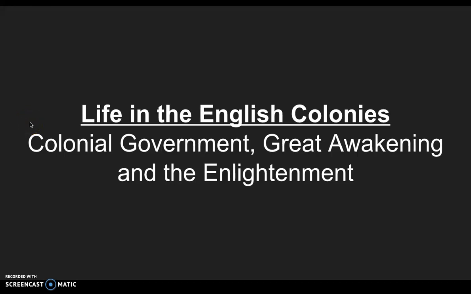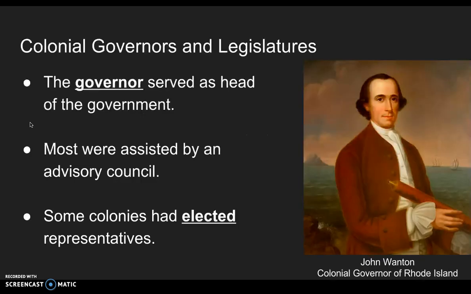So the English colonies continue to grow despite many challenges. Today, we're going to look at how colonial government was influenced by political changes in England and how this led to ideas of political equality among the colonists.